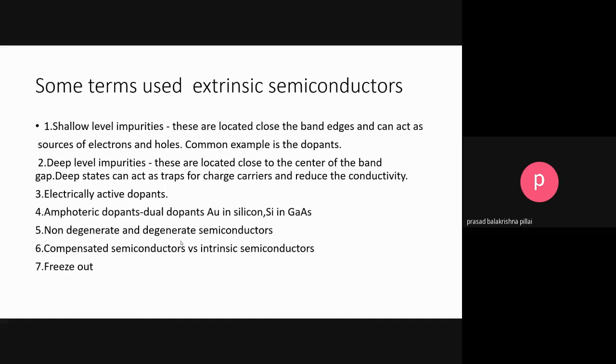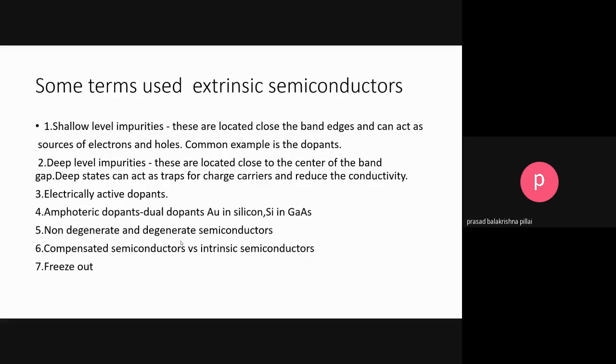So these are some of the terms which we come across when we talk of doped semiconductors. Very often we may not have come across these things, but it will be useful to know them. It's not very difficult to understand, because most of them are self-explanatory, like shallow and deep, electrically active, amphoteric, non-degenerate and degenerate, compensated, and freeze out conditions. These are the terminologies which we very often use when we come across doping.